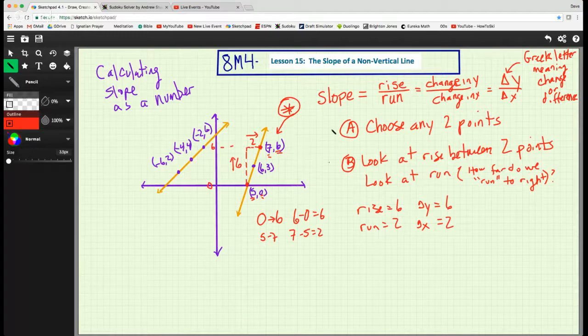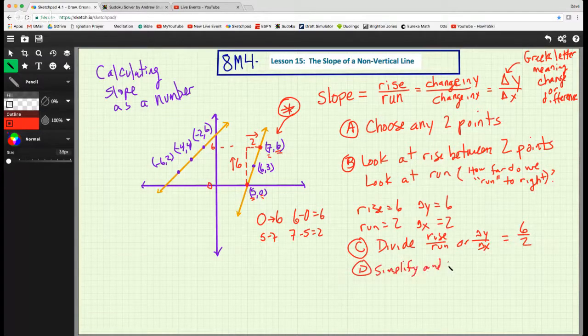Now, to find the slope, the last thing we have to do, C, is divide our rise by our run, or delta y over delta x. Well, let's just do that. 6 over 2. And then step D is we simplify. And usually we leave it as a fraction or integer.